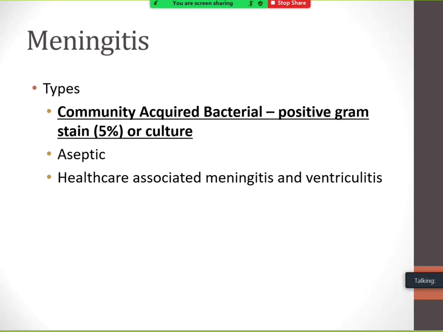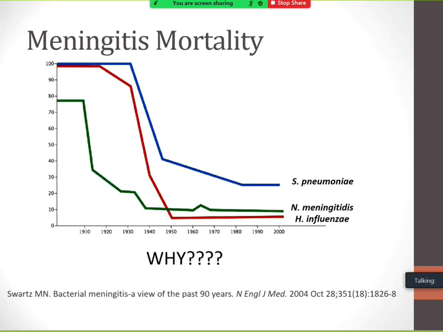Or if you have culture or some other serologic test, something that's diagnosing it. So this is just in general throughout time, the overall mortality of bacterial meningitis by the most common community acquired organisms. So strep pneumo, Neisseria, and H influenza.